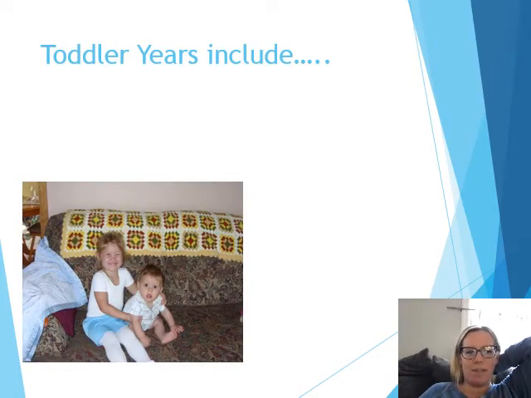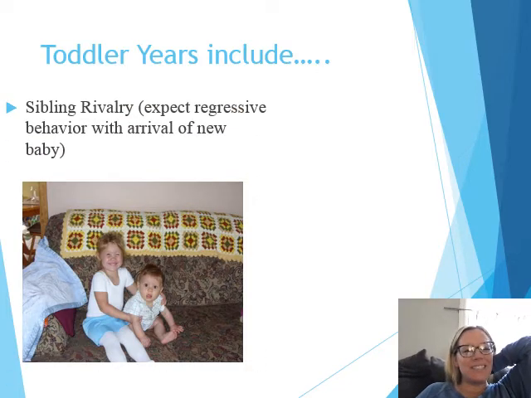All right, the toddler years. Look at that. My two loved each other once upon a time. The toddler years include sibling rivalry. Okay, so we want to expect regressive behavior when there's an arrival of a new baby. So you want to educate those that are multips, those that are introducing new siblings to the family, that there may be some regressive behavior with that older child.